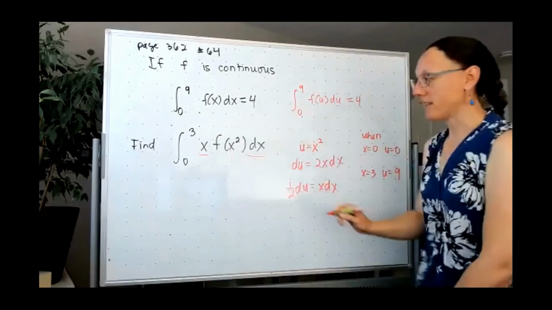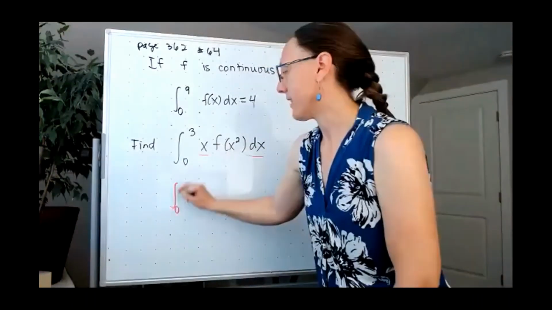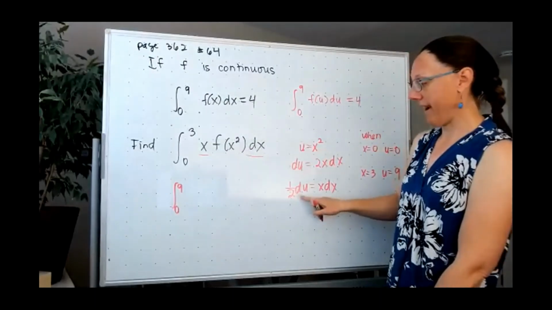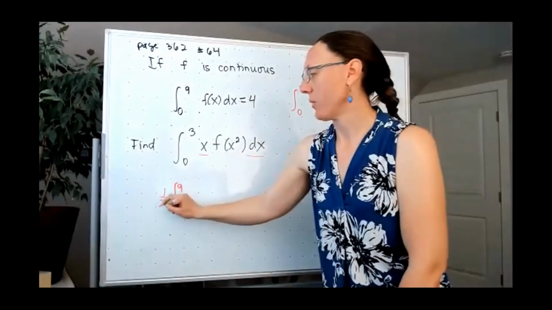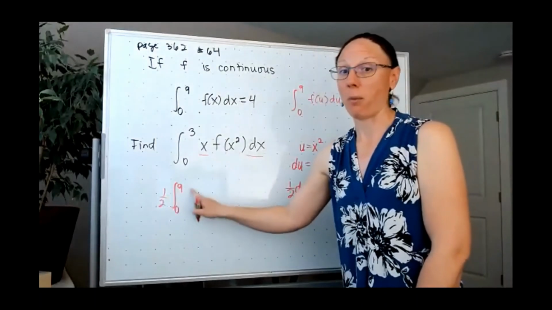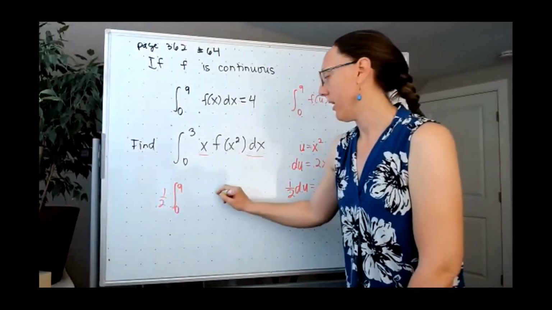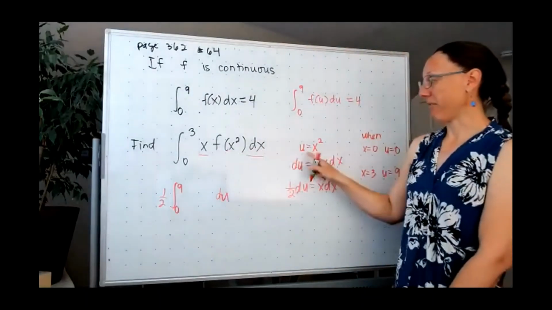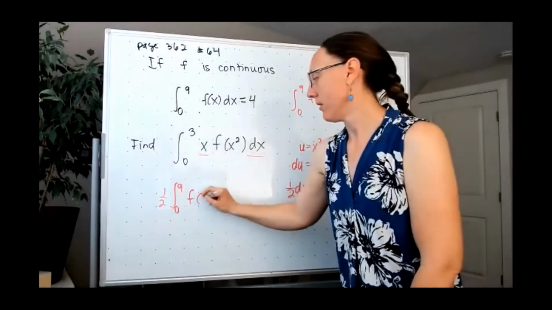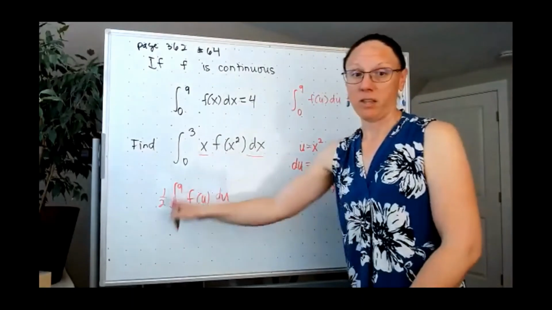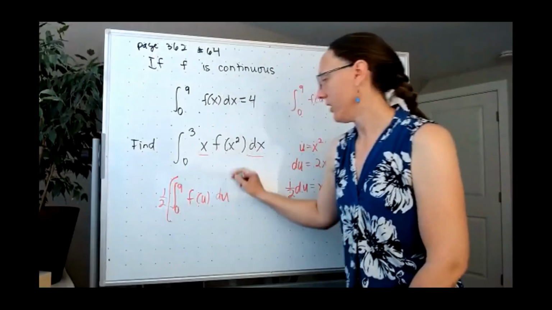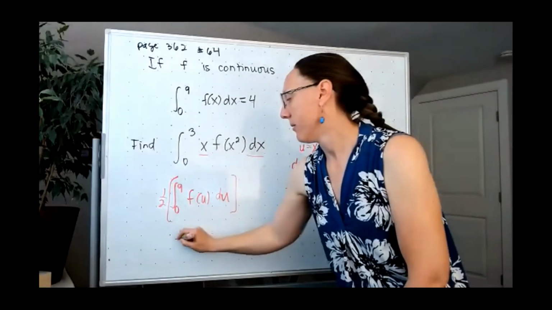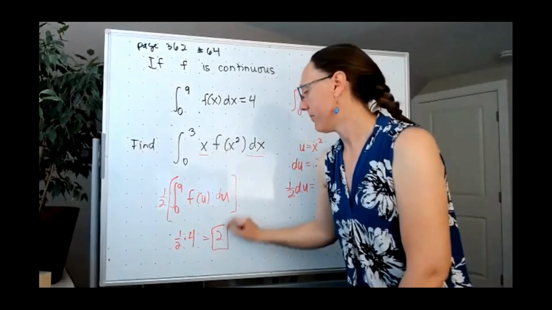So I'm going to rewrite this. We're going to have the integral from 0 to 9. The x dx becomes 1/2 du. And I choose to put my constants out in front. It's not a problem at all if you want to put it inside. And then f of x squared becomes f of u. And now this integral, we've been told, has a value of 4. So my final answer there would be 2.